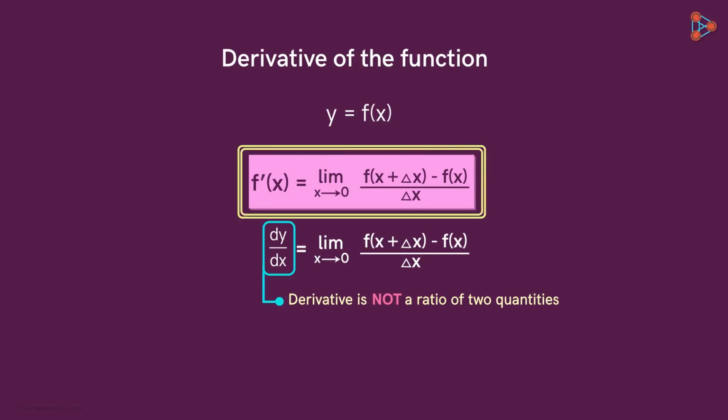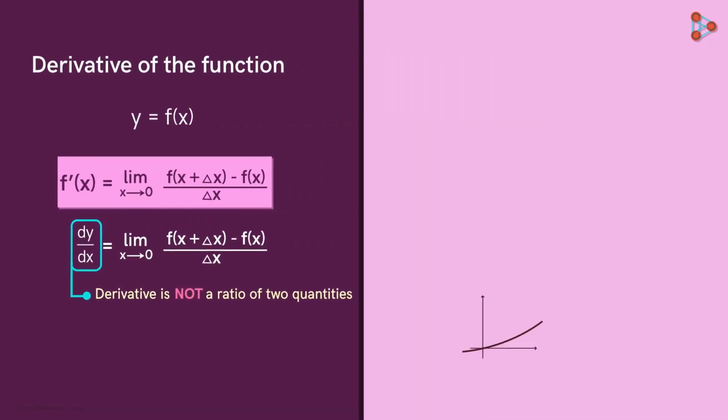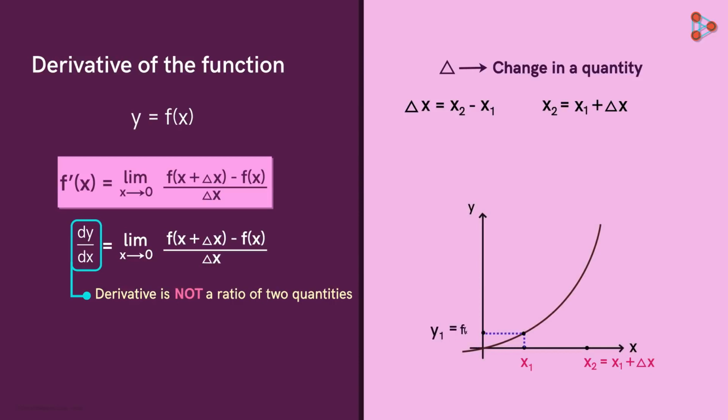In essence, it captures the whole idea of the derivative. Let's see how. Consider this function. This symbol delta is always used to denote the change in a quantity. So if the value of x changes from x1 to x2, then delta x means x2 minus x1. In other words, x2 will be equal to x1 plus delta x. Now let's say at x1, the value of the function is y1, and at x2, the value of the function is y2. So delta y means y2 minus y1.